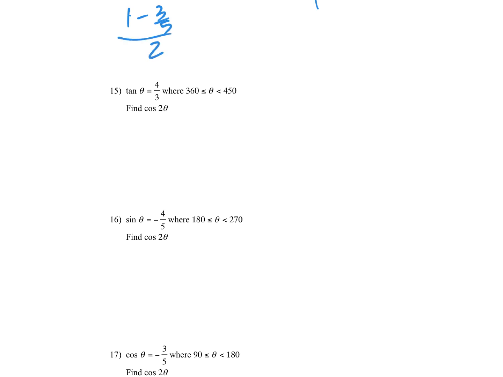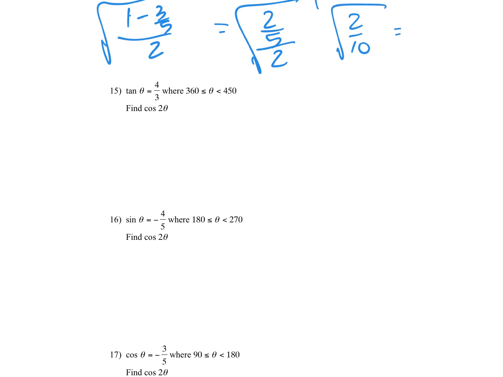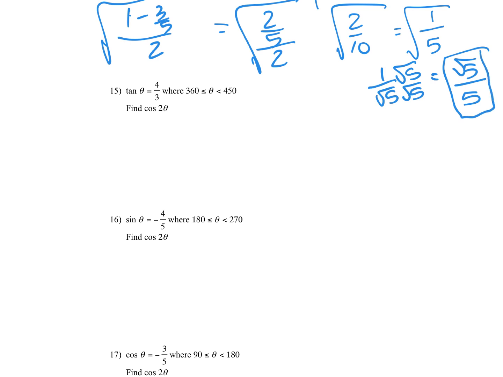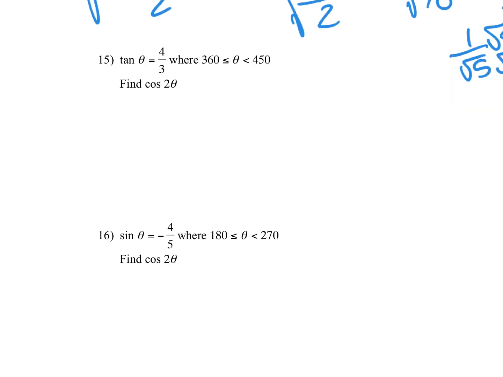Well, 1 is 5/5, so that is going to be 2/5 over 2, which is 2/10, which is 1 over 5. And the square root of 1 is 1. Square root of 5 is in the basement. You've got to multiply by root 5 over 5, and you get root 5 over 5. We know it's in the first quadrant because the half of an angle that's in the first quadrant is in the first quadrant. So if we do second tangent of 4/3, we get 53.13 degrees.